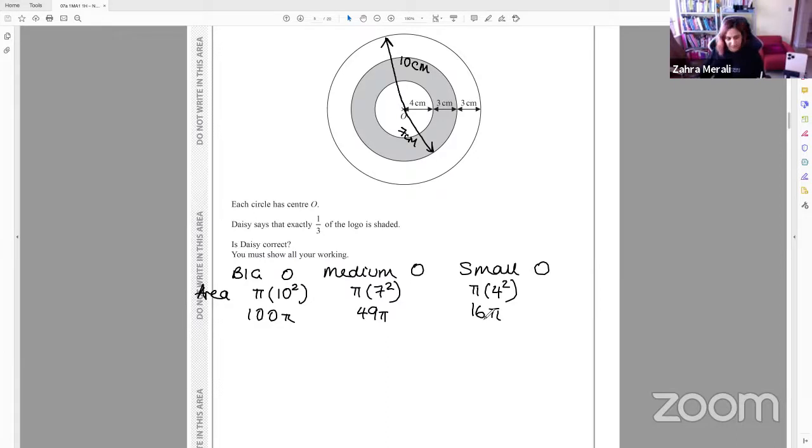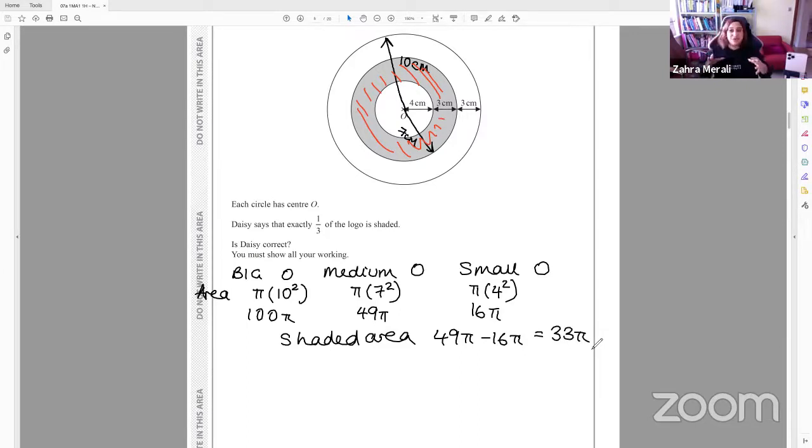Right, now, what's the shaded area? The shaded area is the medium circle minus the small circle. So that's going to give you all this bit here that's shaded. So you'll write the shaded area is 49 pi minus 16 pi to give you 33 pi.